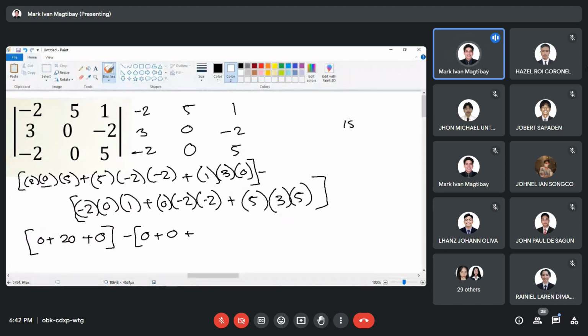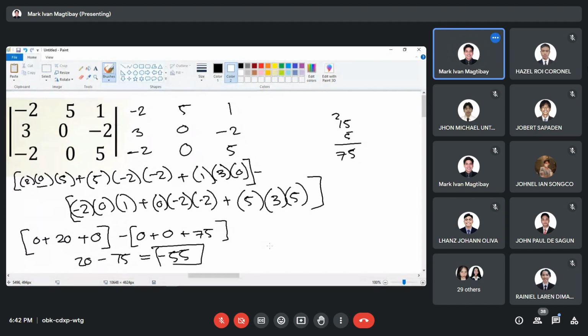Teka, 15 times 5 is equal to 5 carry 2, 5, 75 nga, tama. Okay, so 75. So that is 20 minus 75 is equal to negative 55 po. Okay? So tama po dun sa una nating method. So how about naman po dun sa second method natin?